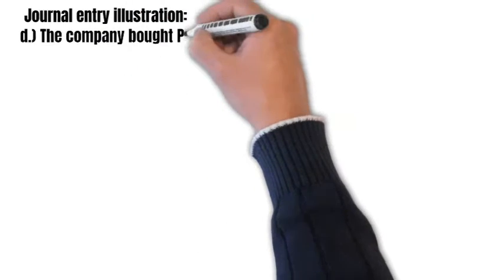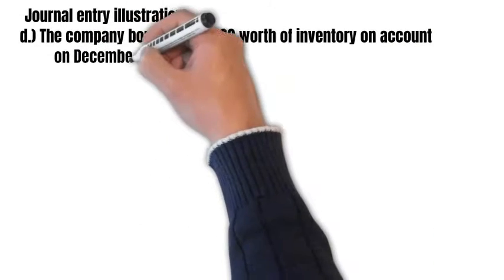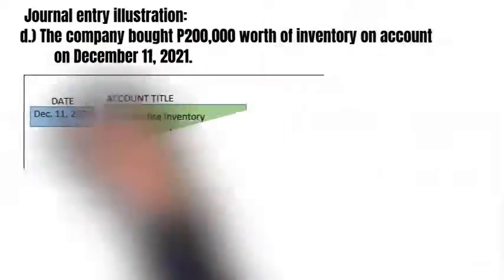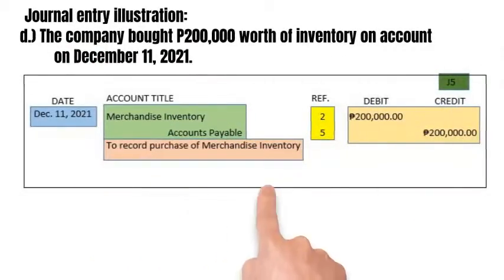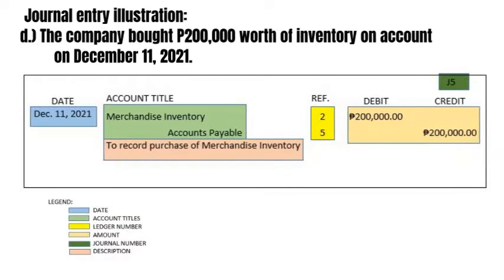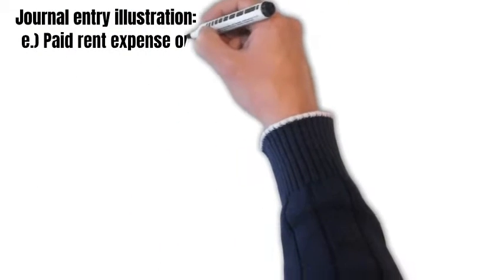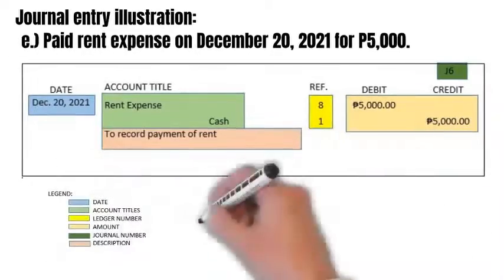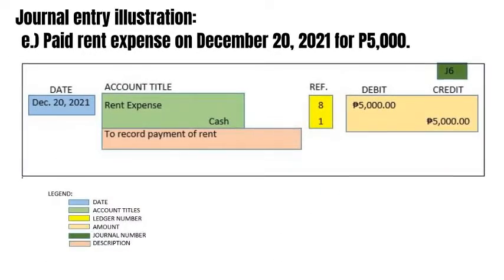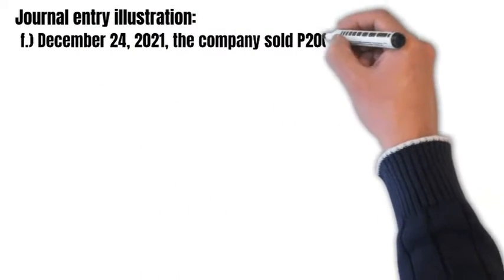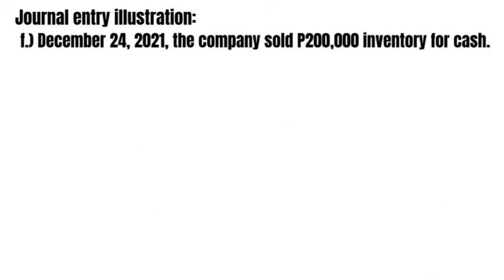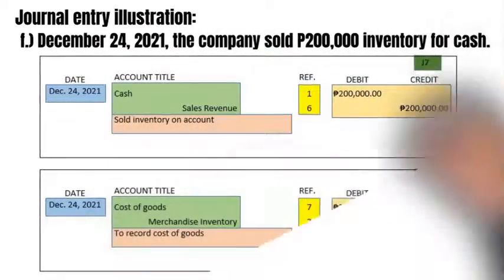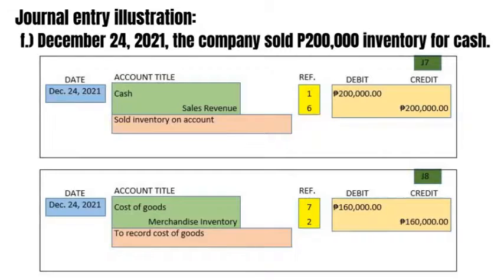The company bought 200,000 pesos worth of inventory on account on December 11, 2021. Paid rent expense on December 11, 2021 for 5,000 pesos. On December 24, 2021, the company sold 200,000 pesos inventory for cash. Again, recording a sales transaction has 2 journal entries: first to record the sales, then second to recognize the cost of goods sold.